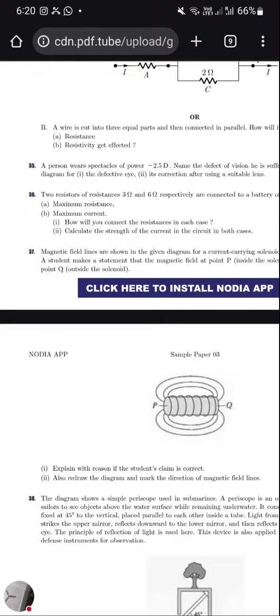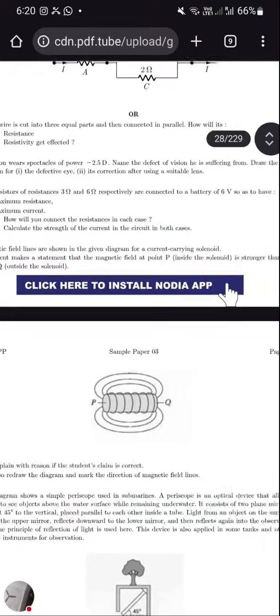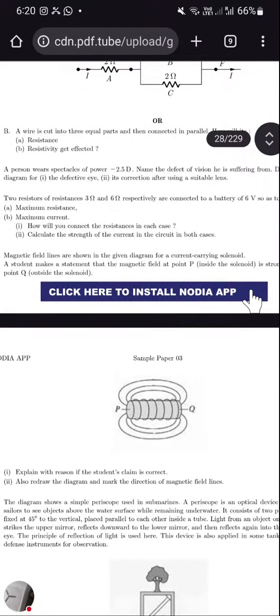And then the next part, maximum current. When will he get maximum current? It is connected to 6 volt. I is V by R. In parallel combination, he will get maximum current. So find out what is the parallel combination answer for 3 and 6. 1 by 3 plus 1 by 6, so it's 3 by 6. Taking the reciprocal, 6 by 3. Parallel combination resistance will be 2. So current is 6 by 2, 3 ampere.